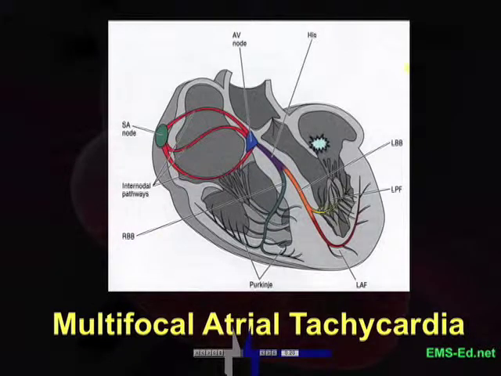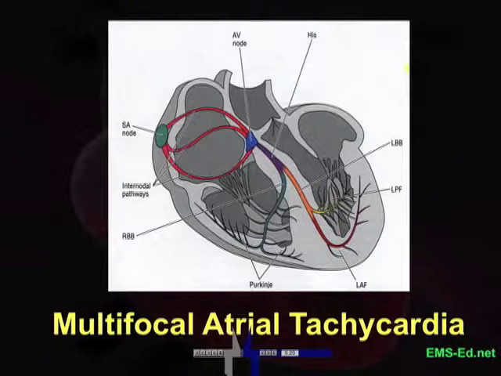There's the pacemaker. There's the pacemaker. There's the pacemaker. The pacemaker is wandering all over the place. If the rate is less than 100, this is actually called a wandering atrial pacemaker. And when the rate is over 100, we call it multifocal atrial tachycardia, or MAT.